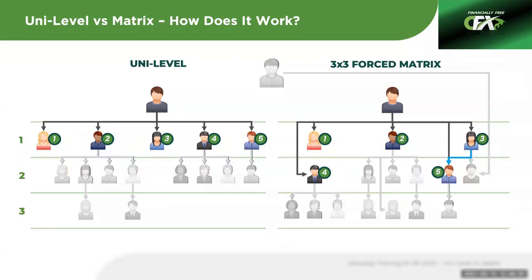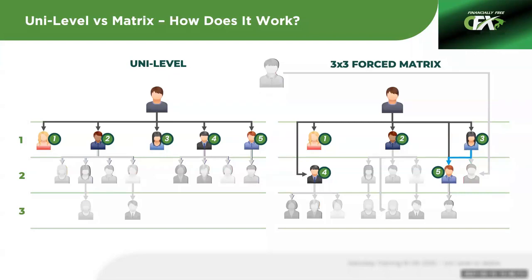So you can see how the matrix doesn't pay attention to the uni level. The matrix is strict. It's 3 by 3 down 10 levels. And it will always try and fill the next space left to right and build equally so that it fills the level. So it will fill level 1, then it will fill the 9 people on level 2, then it will fill the 9 people on level 3, then level 4.